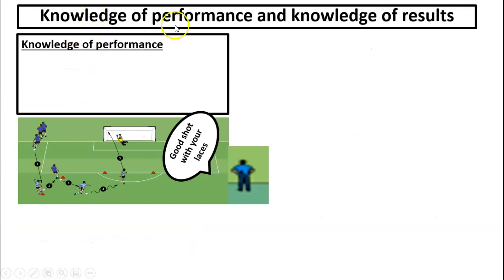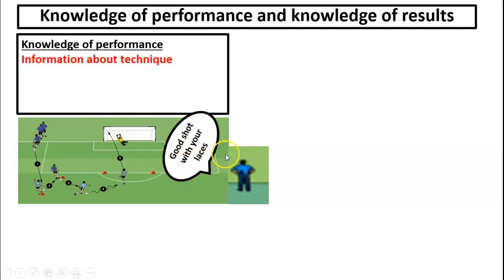So first up, I've put down a nice little picture here. Knowledge of performance then. Before we look at the description, you might see here I put a little example of a coach. A coach here is watching a shooting exercise in football and he's looked over and said, "Good shot with your laces." So if feedback is knowledge of performance feedback, it is information about technique.